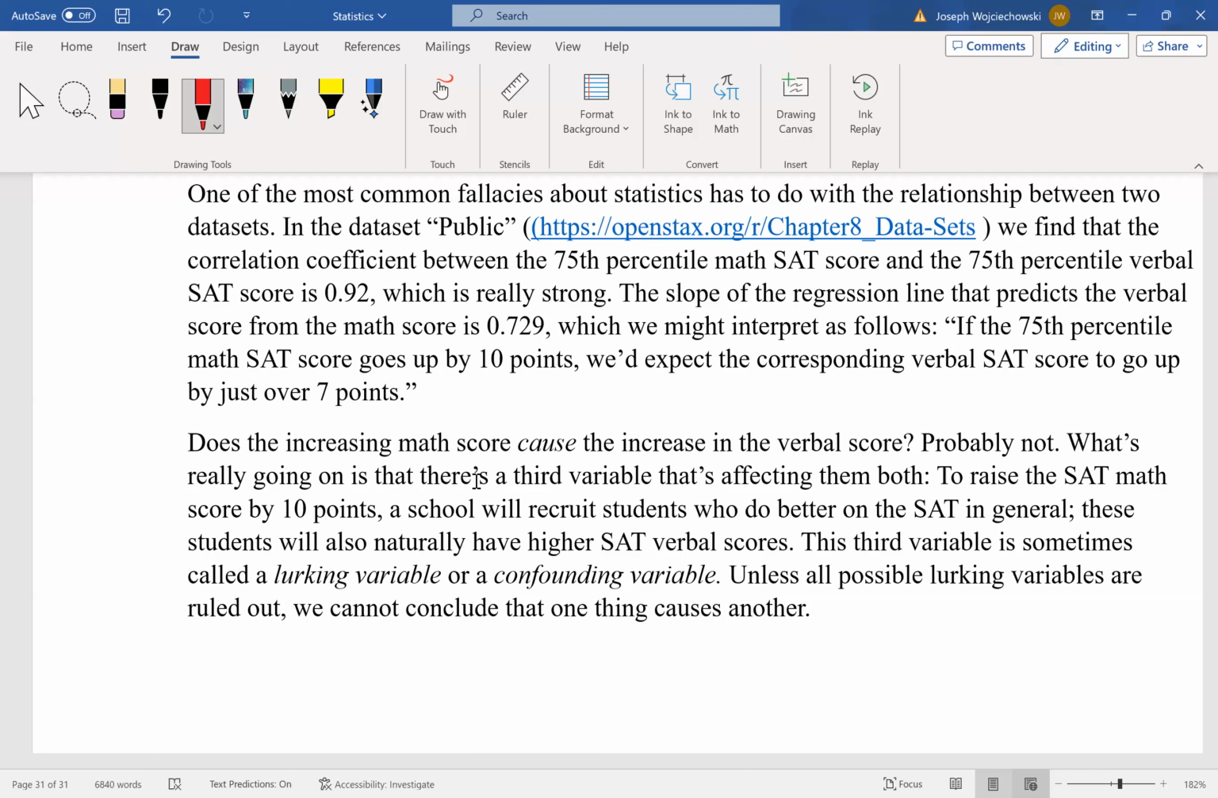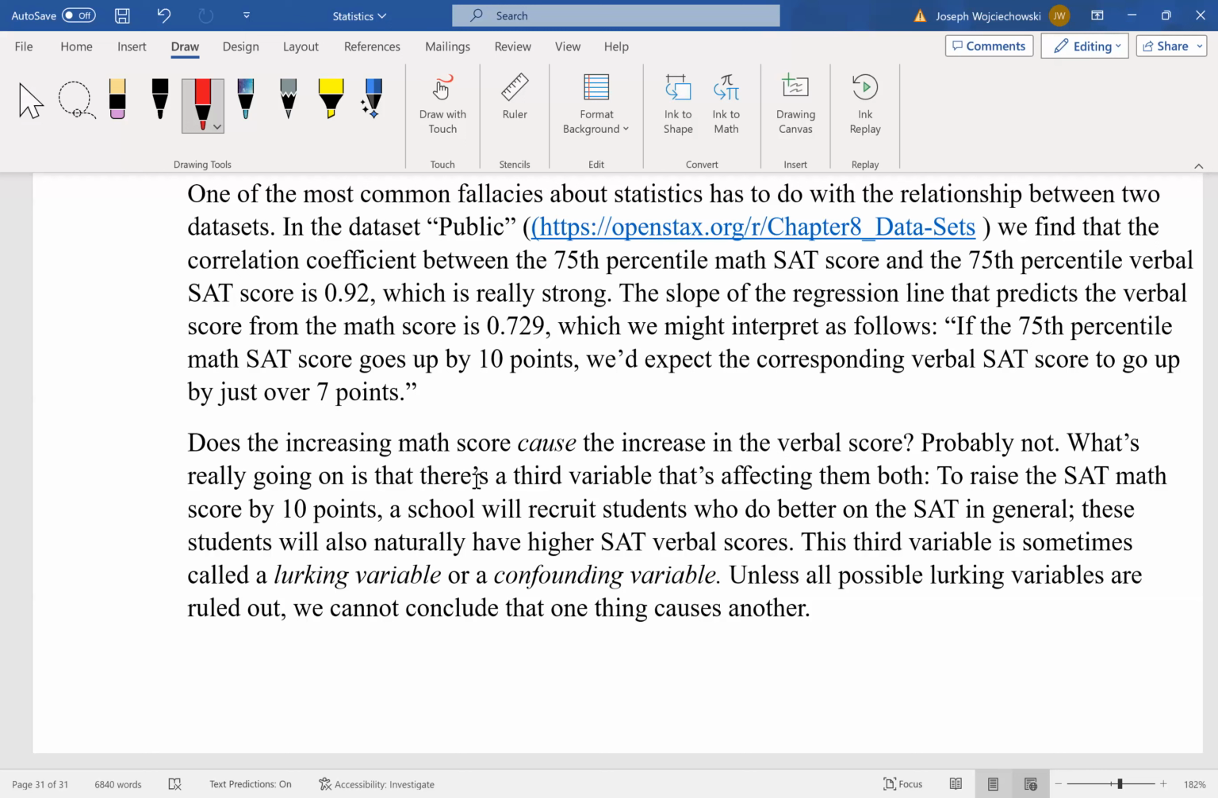But in this data set that they have, they found that the correlation coefficient between the 75th percentile math score and the 75th percentile verbal SAT scores is 92%. So that looks pretty strong in a positive direction. The slope of the regression line that predicts the verbal score from the math score is 0.729, which we might interpret as: the 75th percentile math score goes up by 10 points, we'd expect the corresponding verbal score to go up by 7 points, right? 72, 70%.